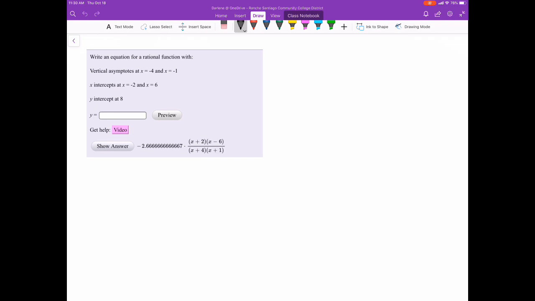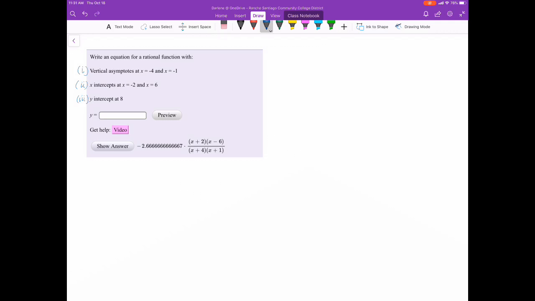Hi, in this example, we're going to be given a series of attributes of a rational function, and we're going to build the actual function. So you'll notice there's three pieces of information that they give us. The first piece is information regarding the vertical asymptotes. The second one is regarding the x-intercepts. And the third piece of information is the y-intercept.